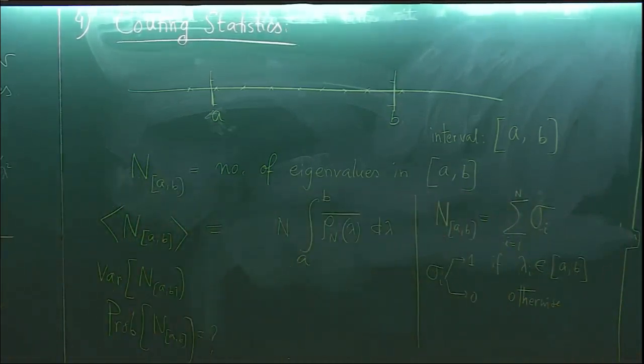But to compute this explicitly is not always easy, except for the case beta equal to 2. But for large n, you can make progress, and quite a bit has been done.